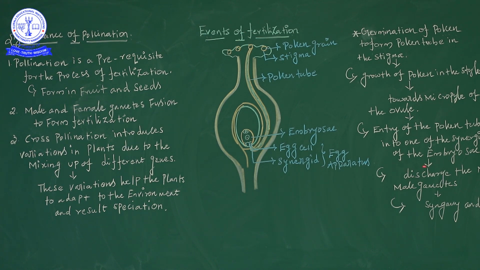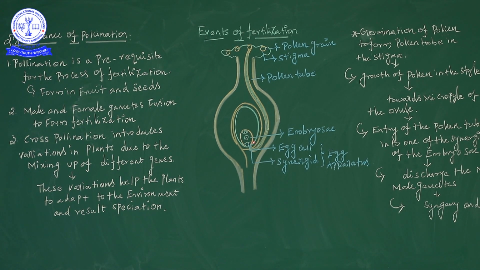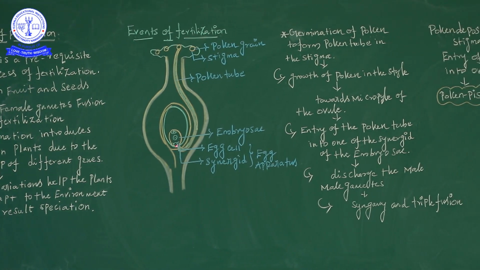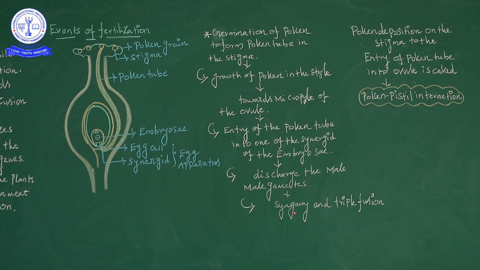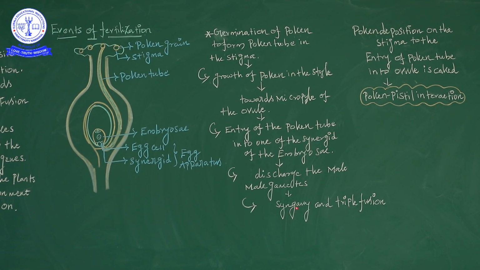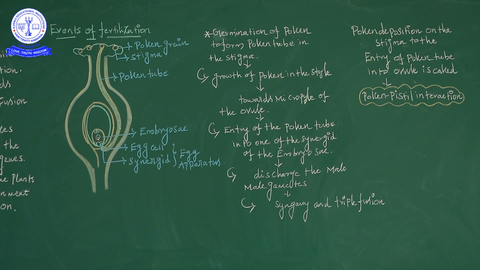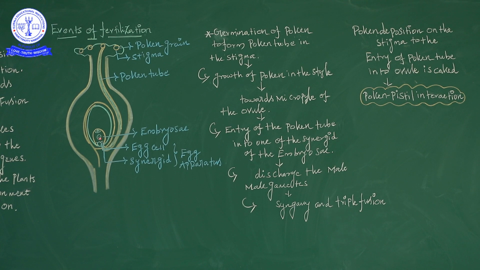Okay, and then the discharge of the male gamete and egg cell, the fusion, that is called syngamy. That is called normal fertilization. And another male gamete also fuses with the secondary cells, which forms the endosperm in the triple, 3n condition. That is called the 3n condition.